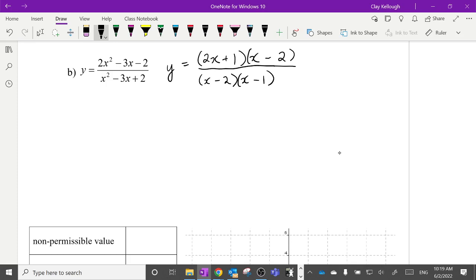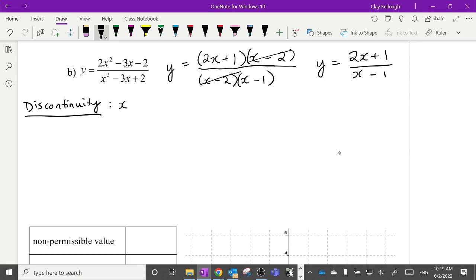And now those two cancel each other out. So this thing simplifies to that. But remember, I have a discontinuity when x is equal to 2, right? Even though this thing canceled, in the original equation, if you plugged in 2, you'd get divide by 0, and you can't do that. So you have a discontinuity when x is 2.